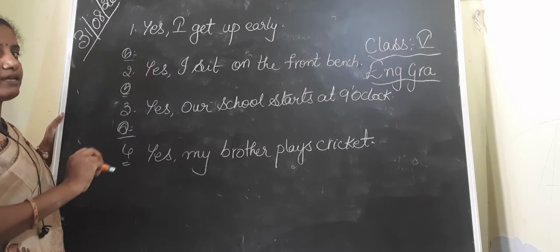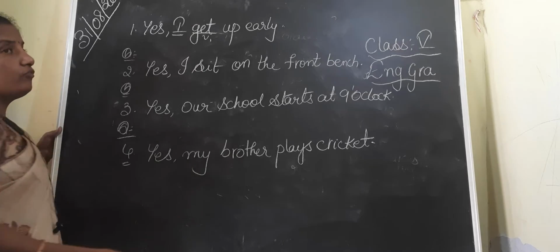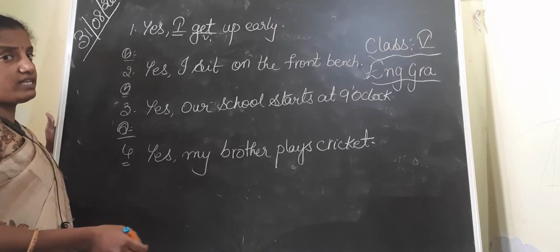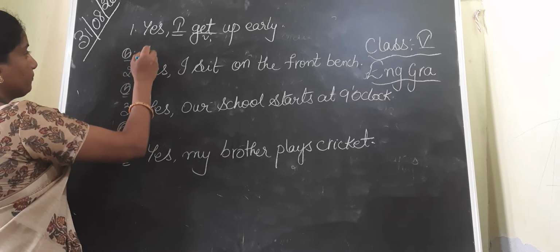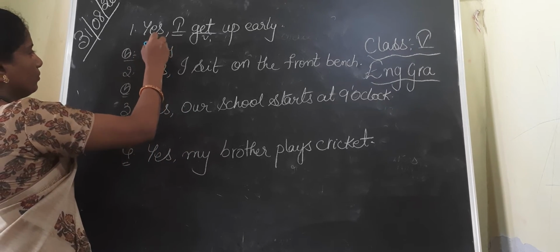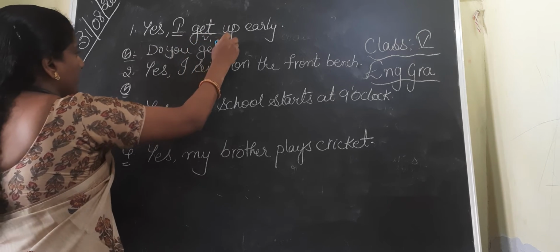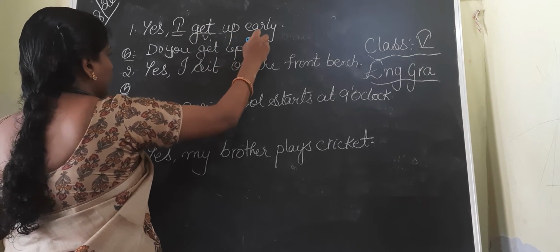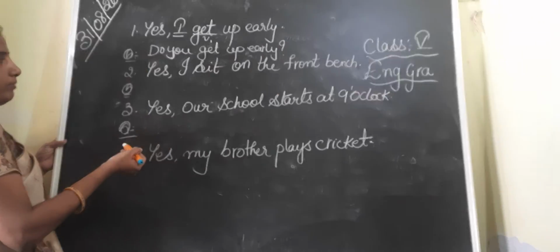Here, what is the subject? I. What is the verb given to you? V1. Whenever there is V1 in the answer, children, you have to write the question with do. Do you get up early? Write the question form. Question mark.